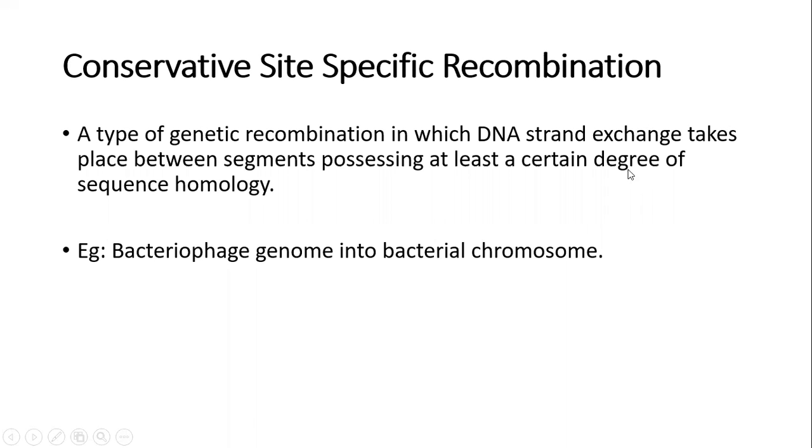So it is a type of genetic recombination in which the DNA strand exchange takes place between segments which possess at least a certain degree of sequence homology. Last time हमने जो देखा था उसमें कुछ भी sequence homology की जरूरत नहीं थी, but in this case it is required. Okay, so for example, the bacteriophage genome getting integrated into the bacterial chromosome.